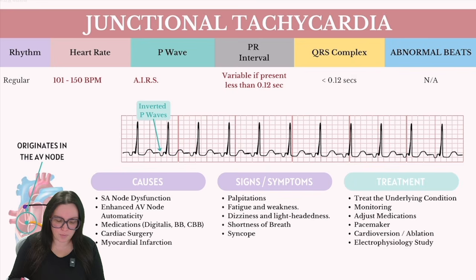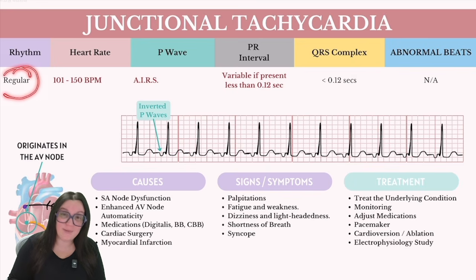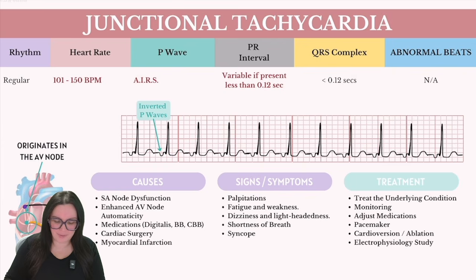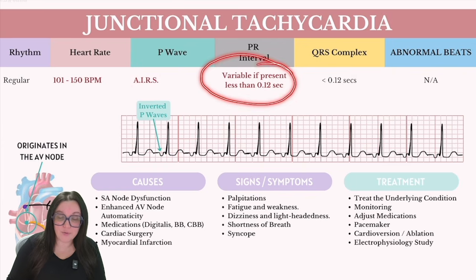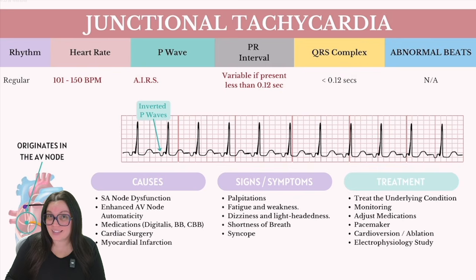So again, let's look at our breakdown here. The rhythm is going to remain regular. Our heart rate's going to be a little bit faster, between 101 and 150 beats per minute. It should still meet that junctional criteria. The PR interval will be variable depending on if it's there, and if it is, it should be less than 0.12 seconds. Our QRS complex is going to remain narrow and normal, and we shouldn't have any abnormal beats.